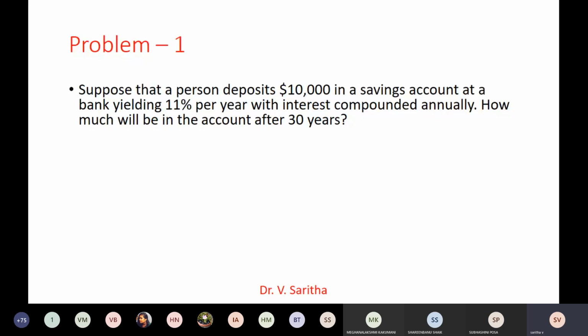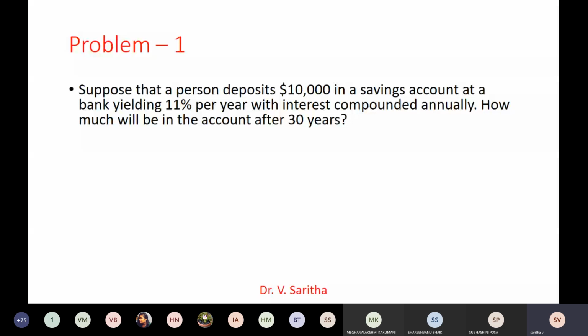Suppose that a person deposits $10,000 in a savings account at a bank yielding 11% per year with interest compounded annually. How much will be in the account after 30 years? You all know the simple interest formula and compound interest formula. You can use the compound interest formula, but here we want to solve it in the form of recurrence relations, or let me say recurrence functions.